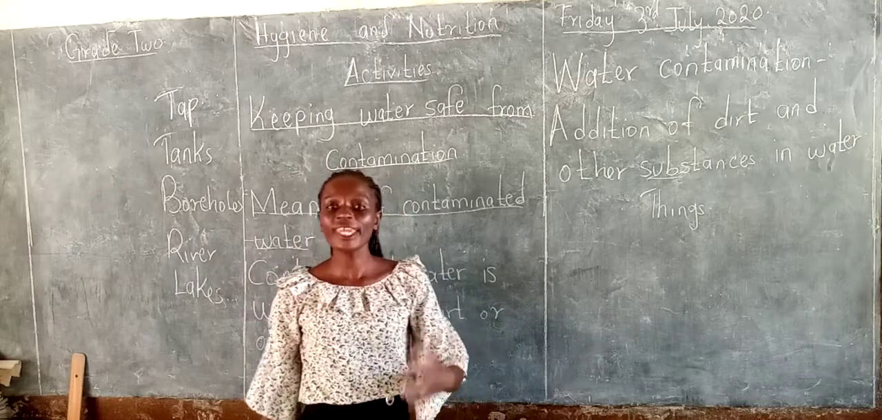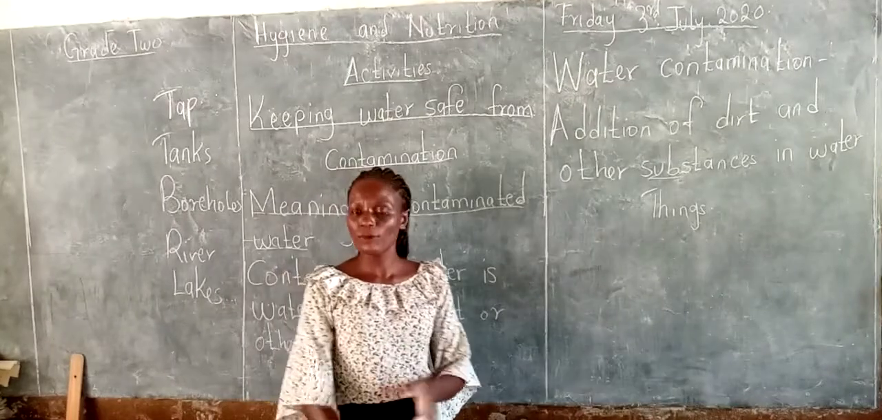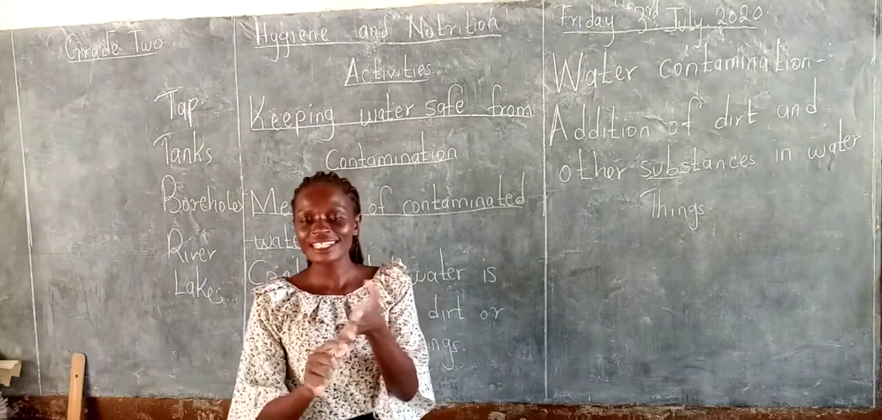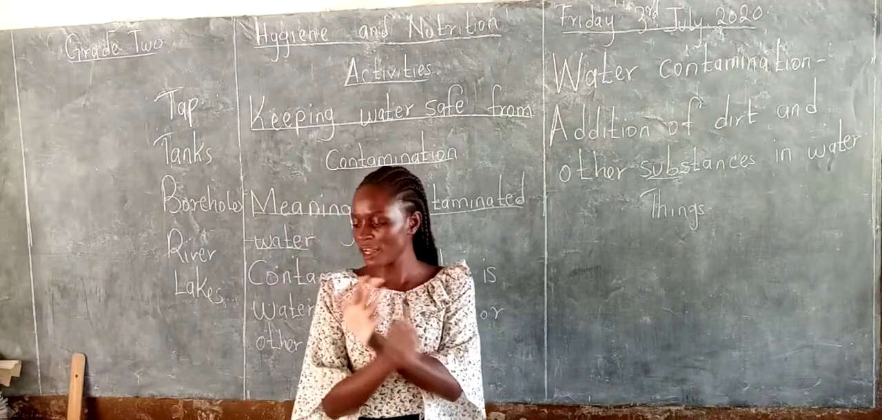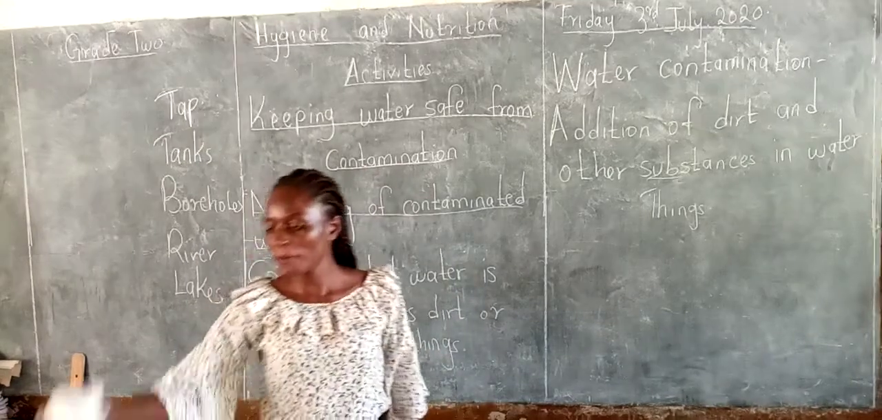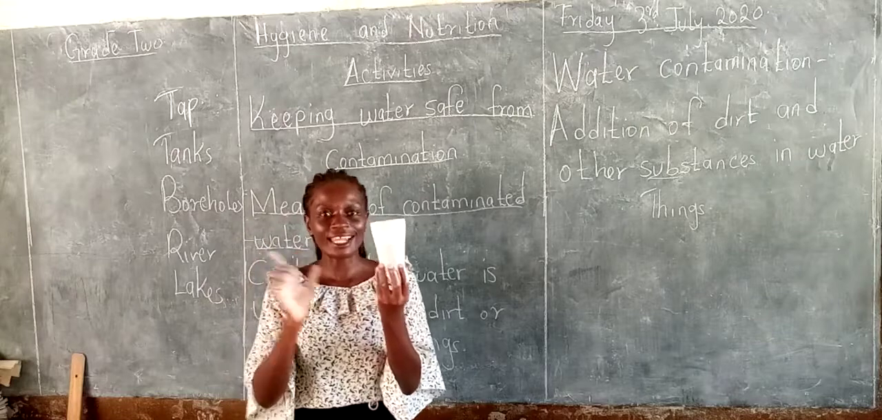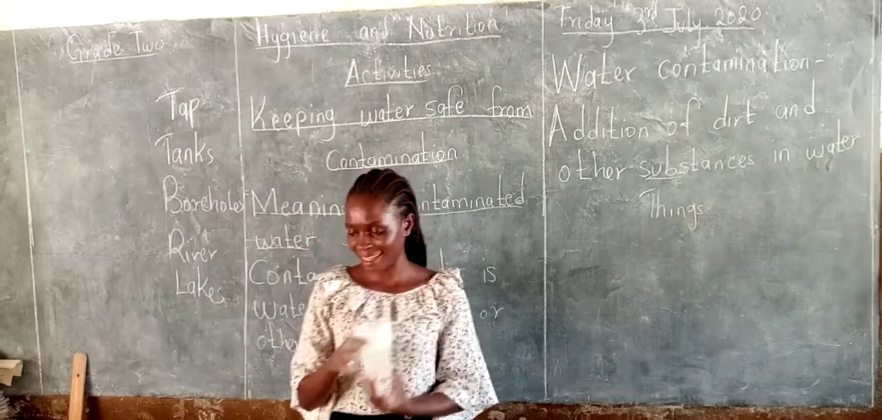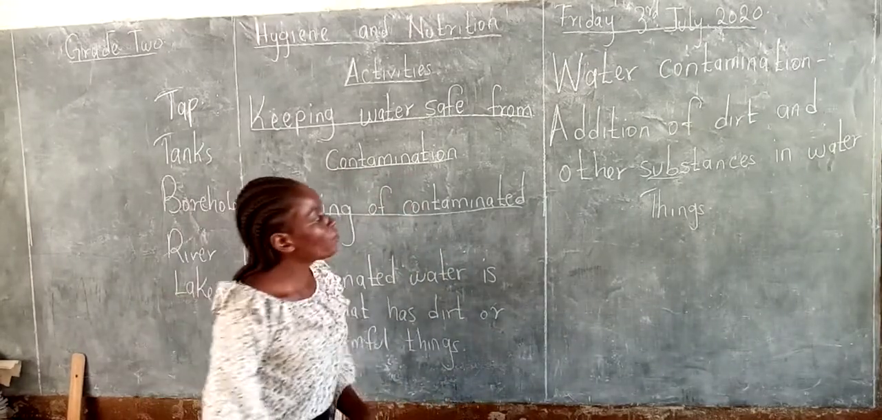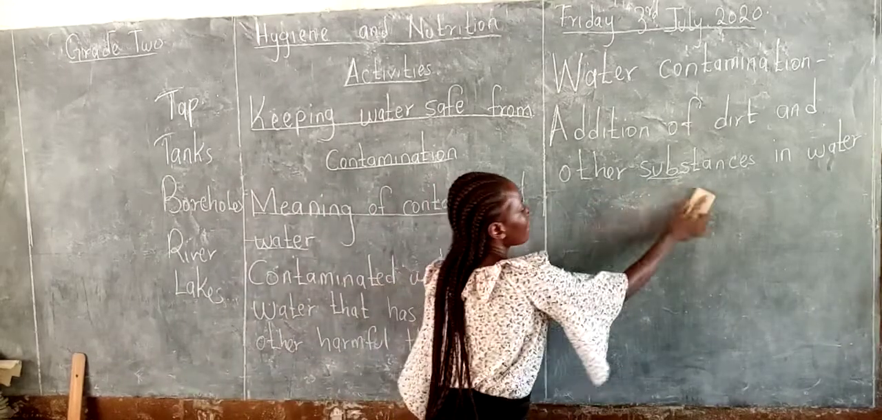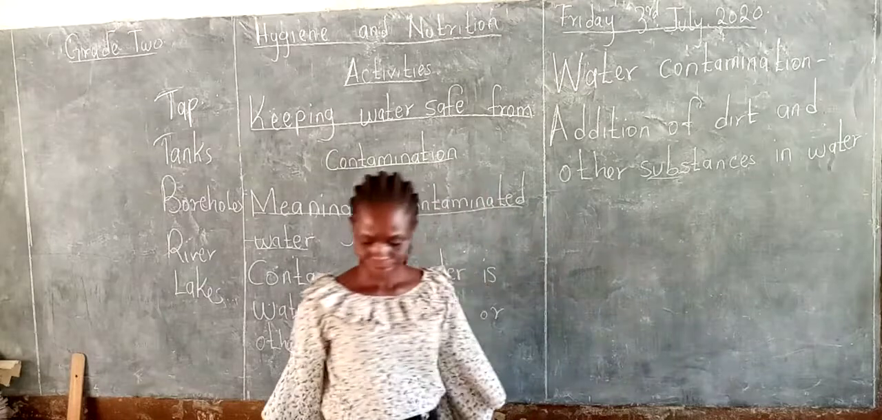Remember, water should be clean. And how does clean water look? It is always colorless and it has no smell. It should be pure. It has no smell and it should be colorless. It has no color. So we should not add any other thing in our clean water.